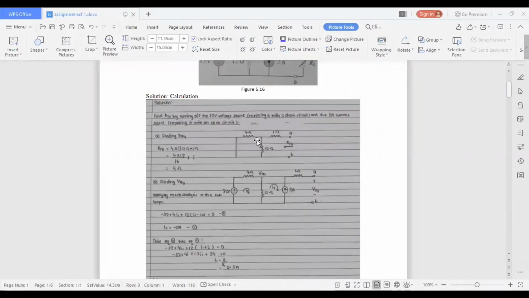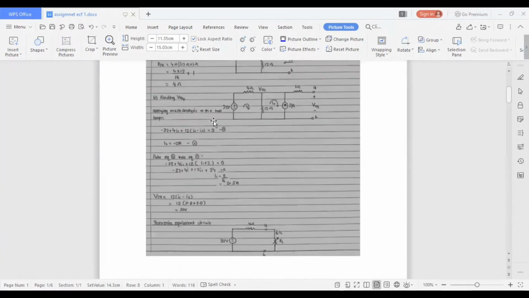First of all, we need to find RTH by turning off the 32 volt voltage source, replacing it with a short circuit, and the 2 ampere current source, replacing it with an open circuit. So once we replace the voltage source and the current source, we get the circuit like this. Then we need to find RTH. These are the calculations for finding RTH.